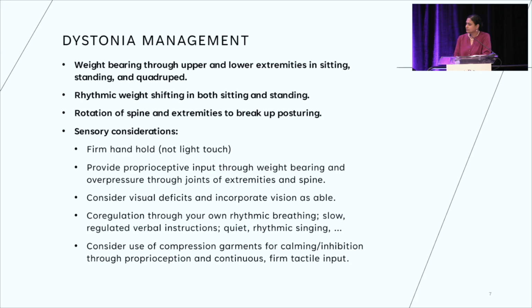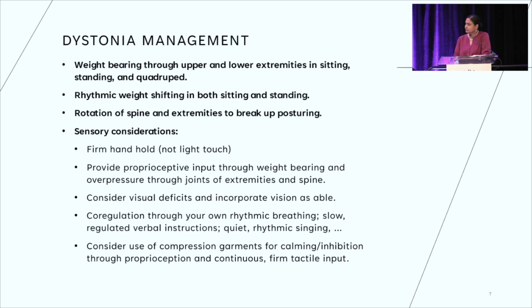that posturing. So some sensory considerations, there's a real connection between dystonia and the way that our bodies process sensation. So having that real firm hand hold on the individual, light touch can actually lead to more facilitation of tone. And so really approaching it from a little bit of a heavier hand, not too much squeezing, but a little bit of a heavier hand to be able to provide some calming. Providing proprioceptive input through weight bearing, overpressure through joints of the extremities and spine. And I have a couple of videos that I can use for examples of this.